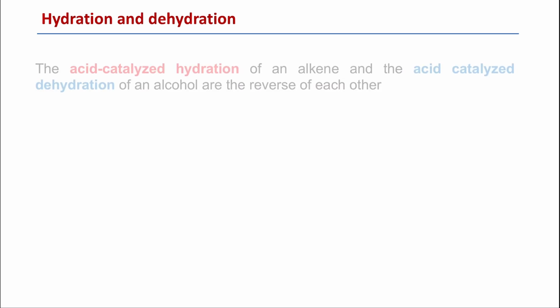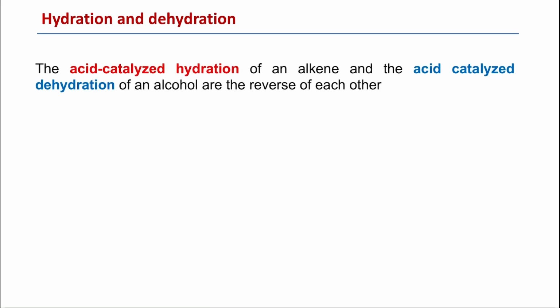Hydration and dehydration. This is another addition of a polar reagent. In this case we would use an acid catalyst. The reaction doesn't proceed without an acid catalyst. Hydration and dehydration are the reverse of each other, and both of these reactions need an acid catalyst. So the acid catalyzed hydration of an alkene and the acid catalyzed dehydration of alcohols are reverse reactions to each other. So you can either get an alkene from an alcohol through dehydration, or you can get an alcohol from an alkene by hydration.